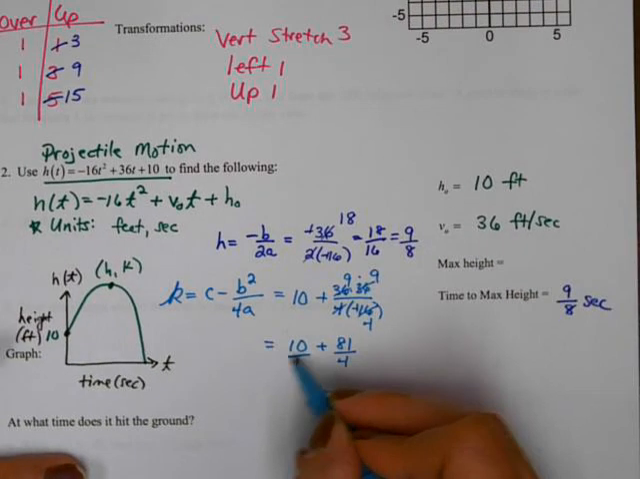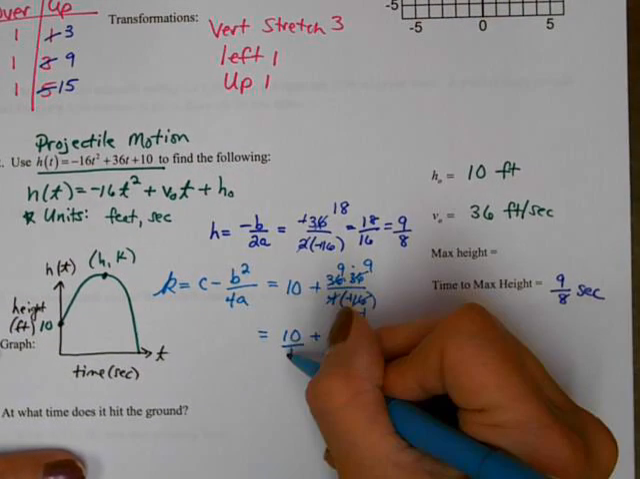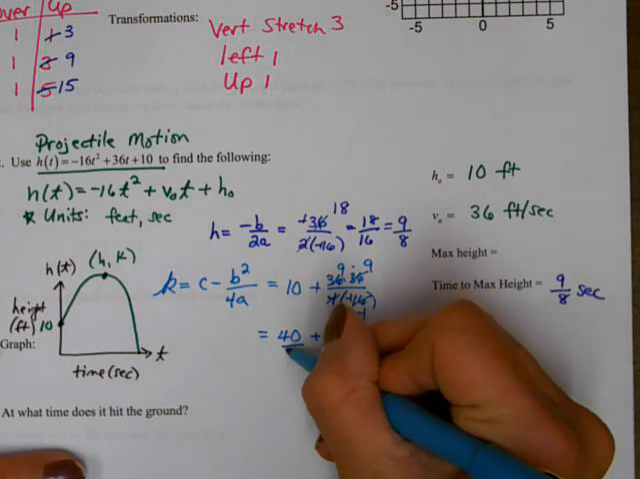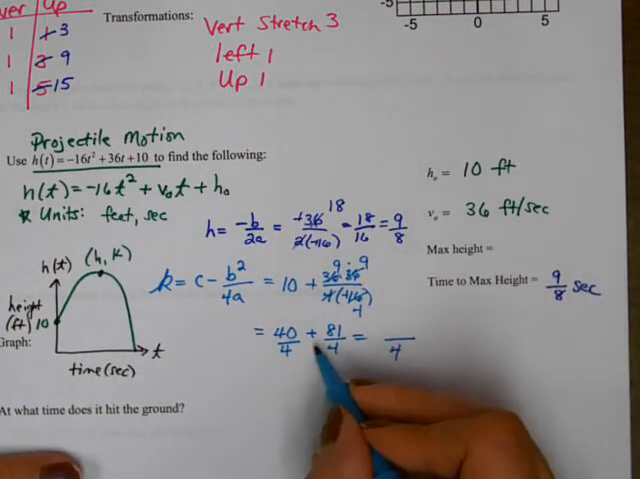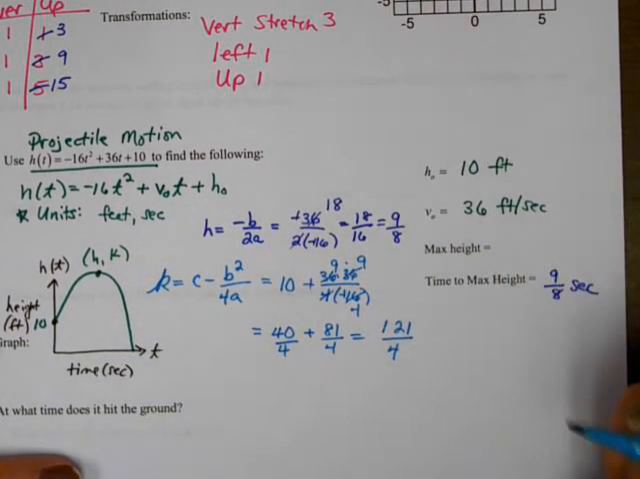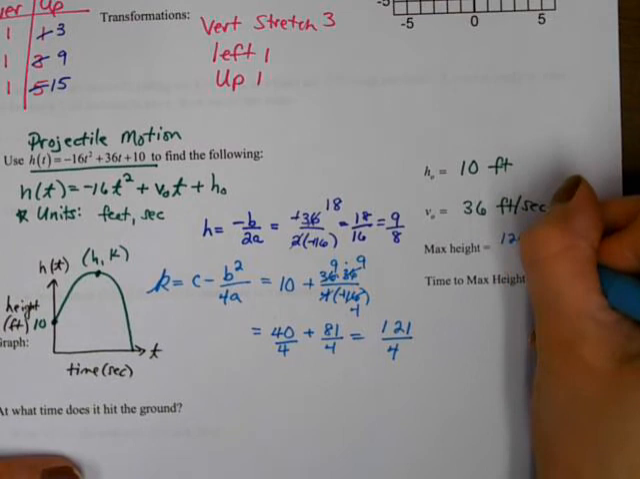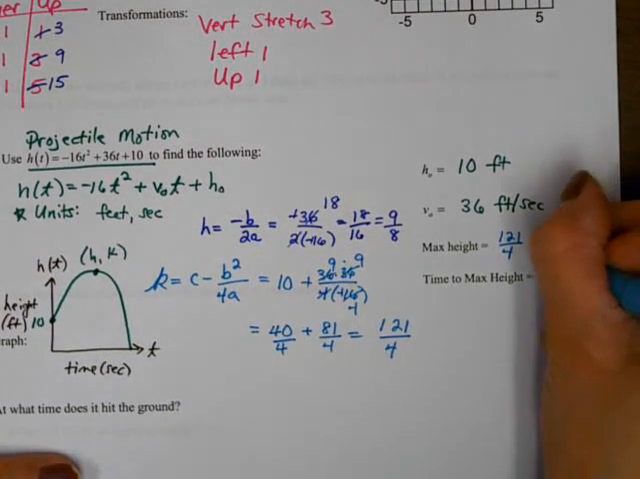Let's give this guy a common denominator. Let's multiply top and bottom by 4. So he's 40 over 4. So how many fourths is that? 121 fourths. So the maximum height, I'm just going to leave it like that, is 121 fourths feet.